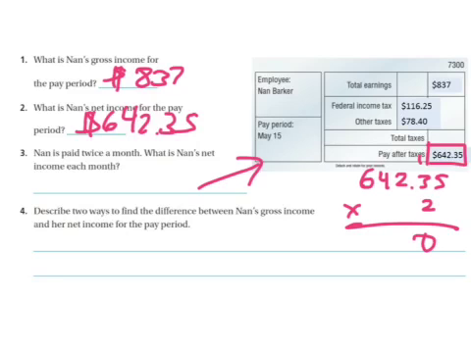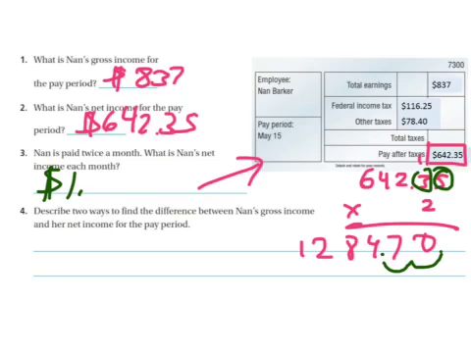5 times 2 is 10, 3 times 2 is 6, plus 1 is 7, 2 times 2 is 4, 2 times 4 is 8, 2 times 6 is 12, and there are, let's see, I'm going to change the color. There are 2 digits after the decimal in my problem, so I'm going to put 2 digits after the decimal in my answer. So I start here, and I go 1, 2, boop. So $1,284.70 is how much she actually makes in a month.